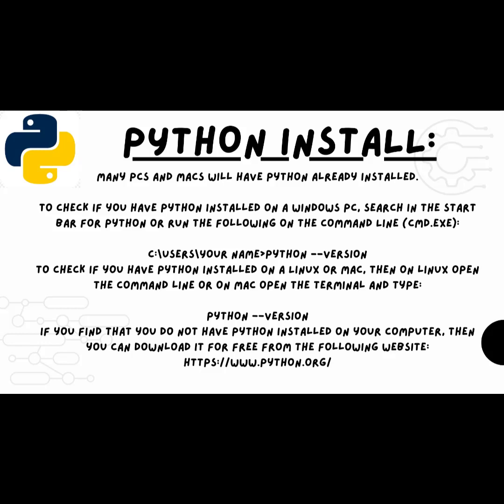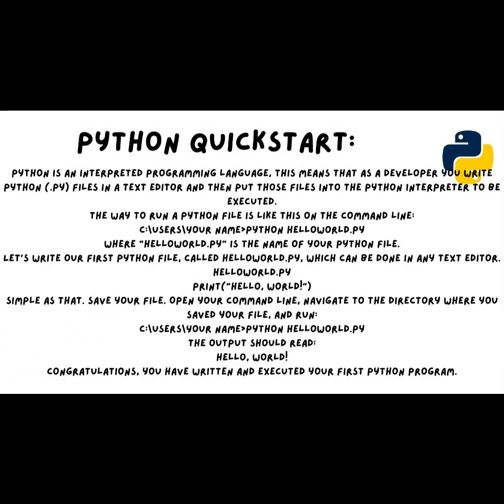To check if you have Python installed on a Linux or Mac, then on Linux open the command line or on Mac open the terminal and type python --version. If you find that you do not have Python installed on your computer, then you can download it for free from the following website: https://www.python.org.